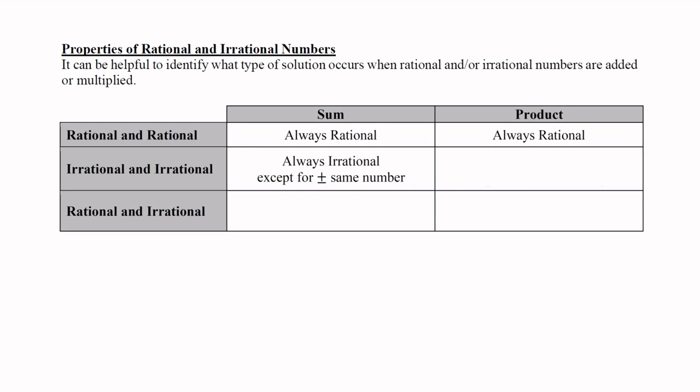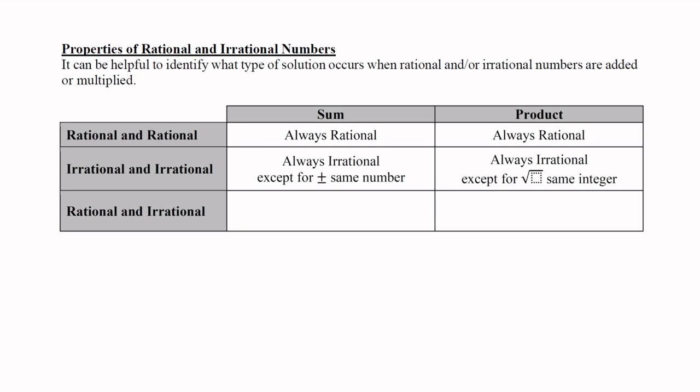Now, what about the product? It's always irrational unless you have the square root of the same integer. Okay, so what does that mean? Well, what if you have the square root of 4 times the square root of 4? Well, that's maybe not a good example because we know the square root of 4 is 2, so 2 times 2 is 4. Let's try something that is not going to be rational when we take the square root. How about the square root of 7?